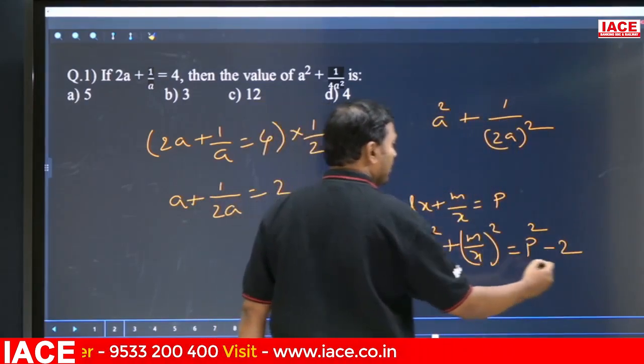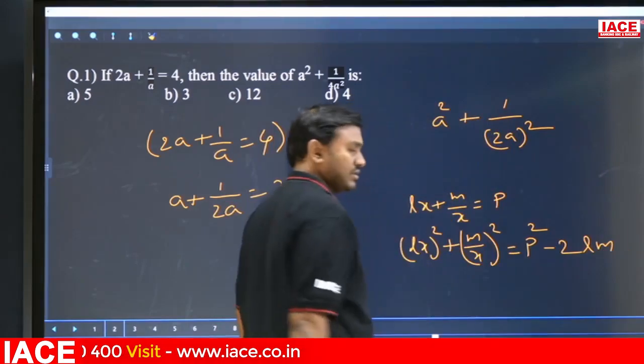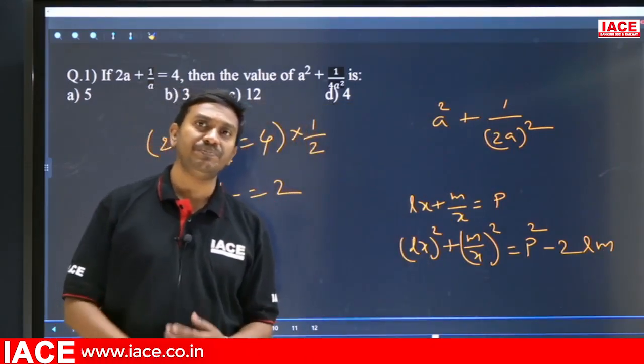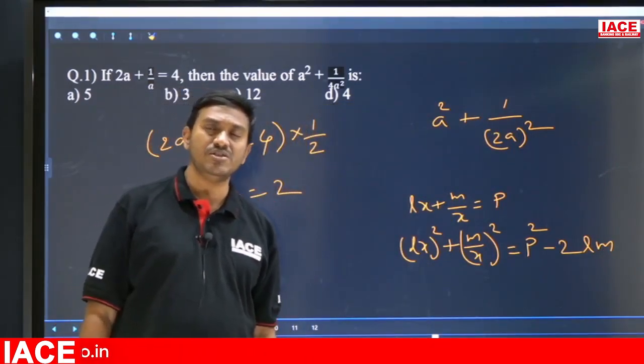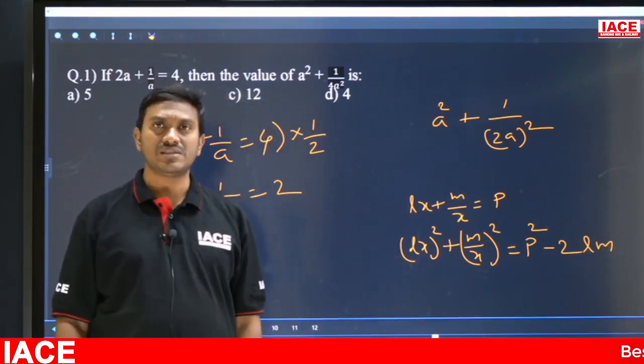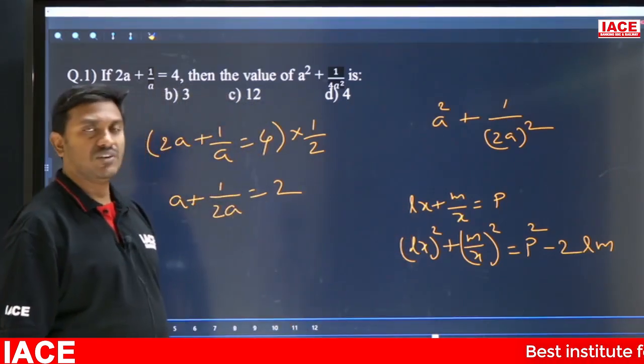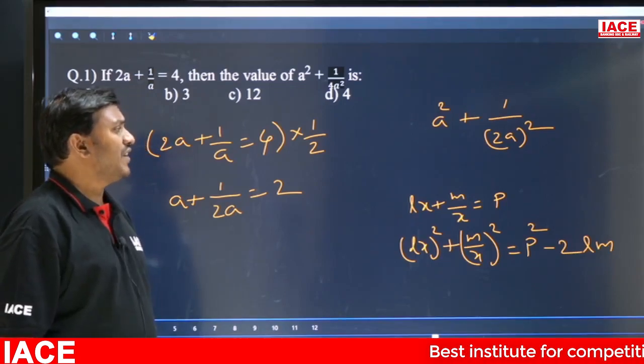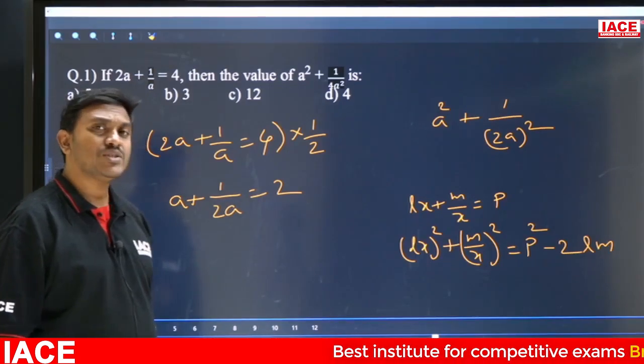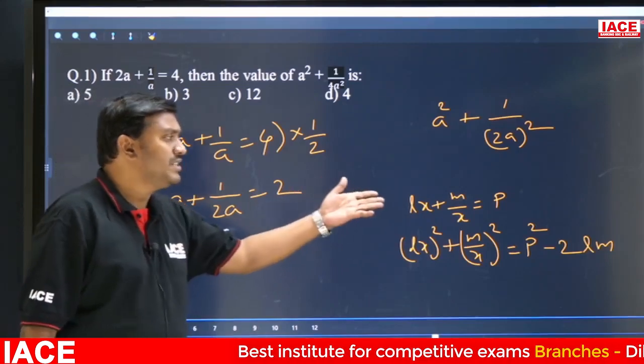Additionally, we have to multiply by lm, that we discussed, right? We discussed around 15 to 18 formulas in x plus 1 by x, out of which this is one formula. So if Lx plus m by x equal to p, then Lx whole square plus m by x whole square equal to how much? P square minus 2lm.